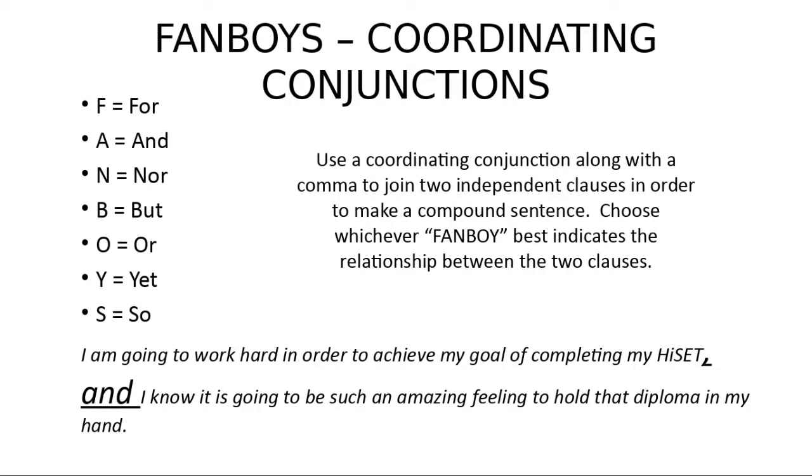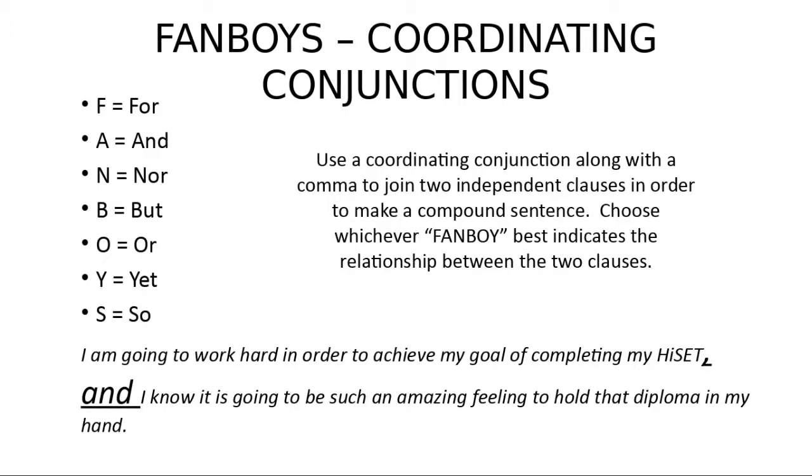So those seven words can be used as coordinating conjunctions. Those specific words can be used to combine two complete sentences to make them a compound sentence. However, you can't just use them by themselves. You have to use them along with a comma. So it's not just a fanboy, it's a comma and a fanboy.